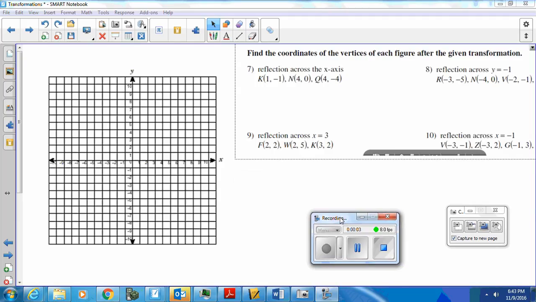Okay, we're gonna go over a couple problems on the homework. I'm only gonna go over two because I think that's all that's gonna be necessary. On the back of the homework, it says to find the coordinates of the vertices of each figure after the given transformation. But it doesn't give you graph paper.